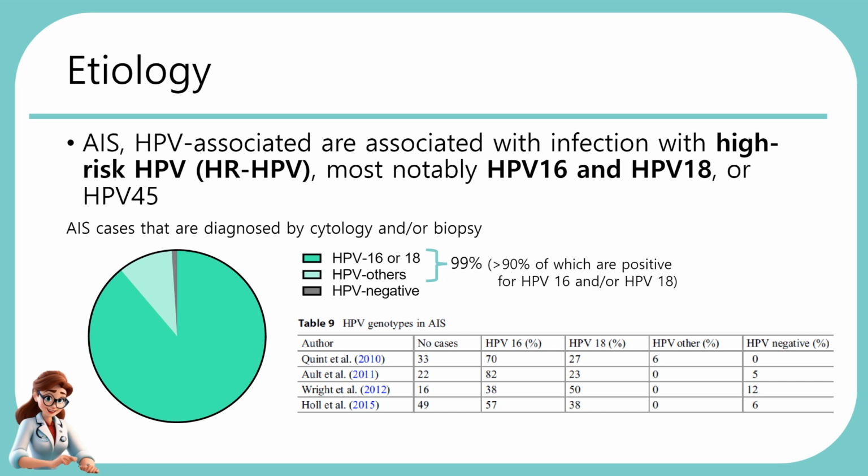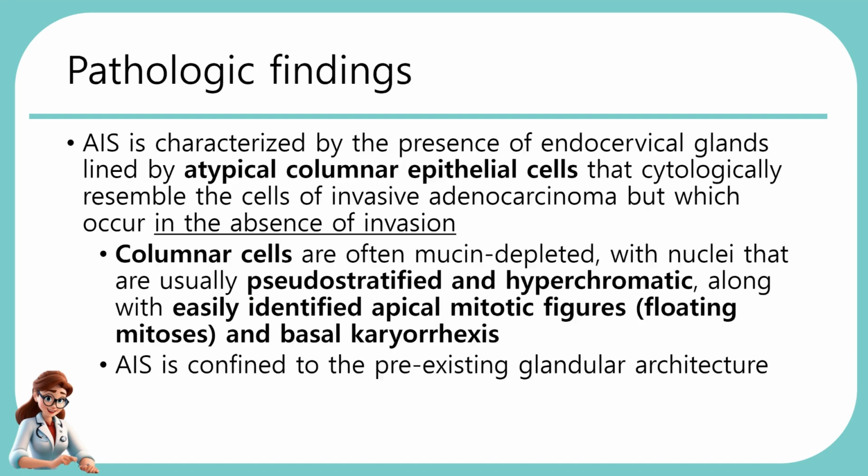Of the AIS cases that are diagnosed by cytology and/or biopsied by a colposcopist, 99% are HPV-associated. Of these, over 90% are positive for HPV-16 and/or HPV-18, a proportion similar to that seen with invasive cervical adenocarcinoma.